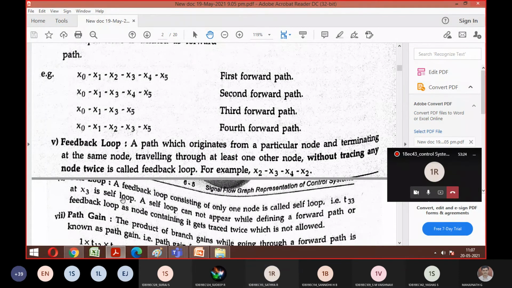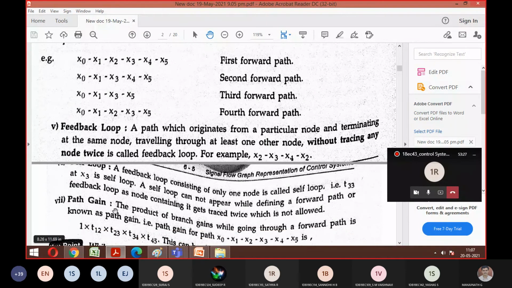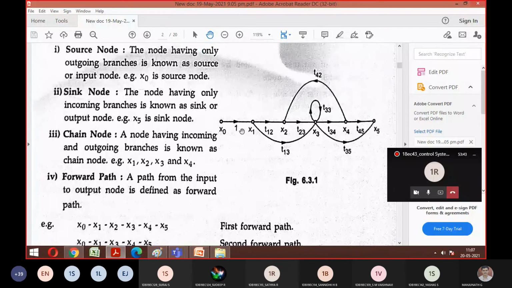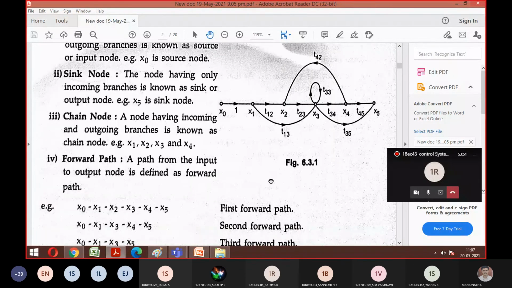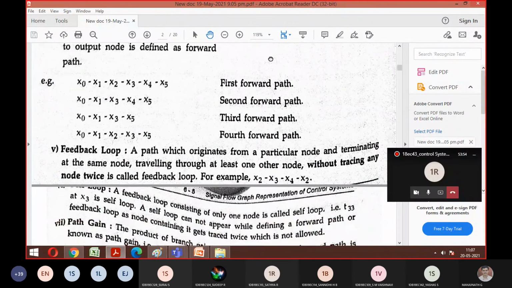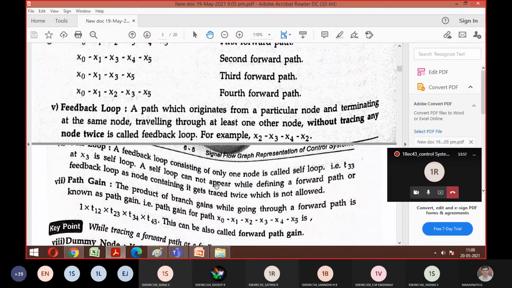Go with the next, seventh terminology, called path gain. How many forward paths did you find? Four. Along with each path, you can see some gains written there: 1, T12, T23, T33, T44, T42. This is all called a gain, and that is what path gain tells. The product of branch gains while going through a forward path is known as path gain.